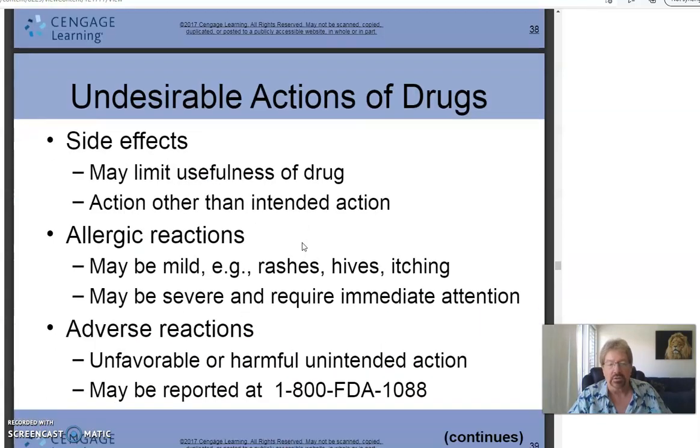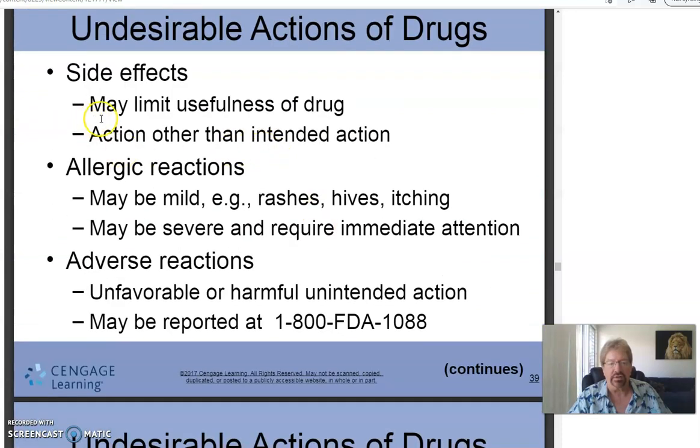Yes. Undesirable action of drugs. Side effects may limit the usefulness of the drug. Action other than the intended action. A big one is allergies, guys. Some of these drug allergies can be really, really severe. Penicillin, there's a lot of people allergic to that, for example. So you always have to check for allergies. They may be mild, like rashes, hives, itching. May be severe and require immediate attention because they can go into anaphylactic shock and die.